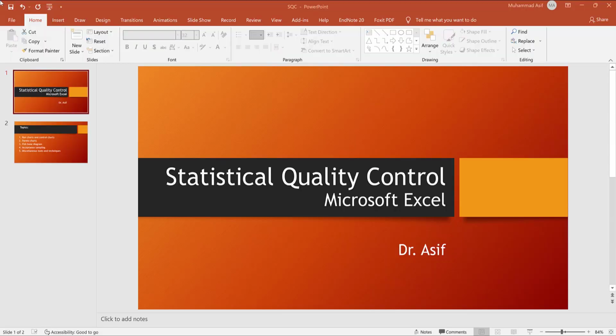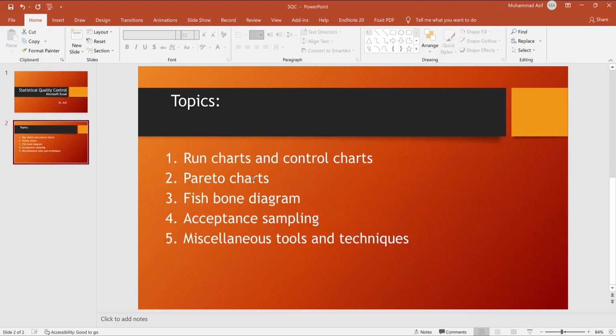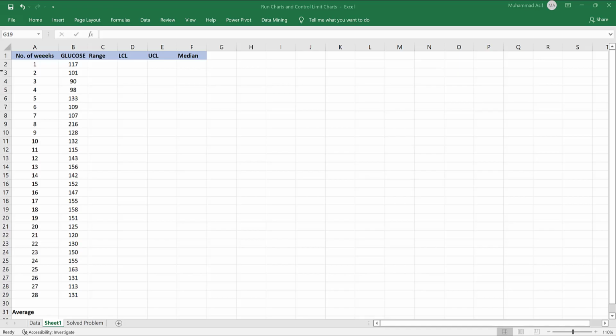This video explains statistical quality controls, tools and techniques using Microsoft Excel. And we will discuss topics such as run charts and control charts, Pareto analysis, fishbone diagram, acceptance sampling, and some other topics. We will start with run charts and control charts.